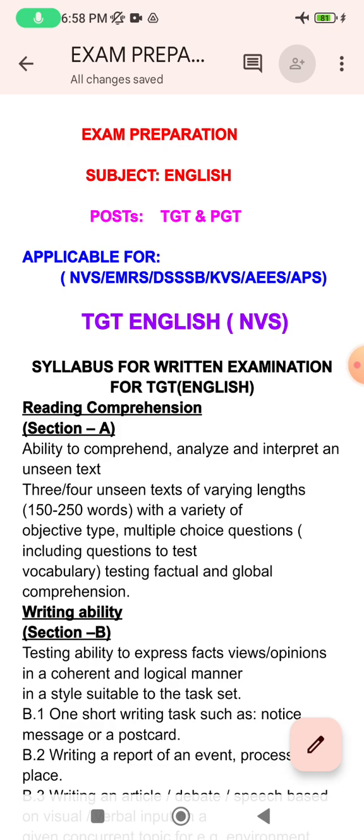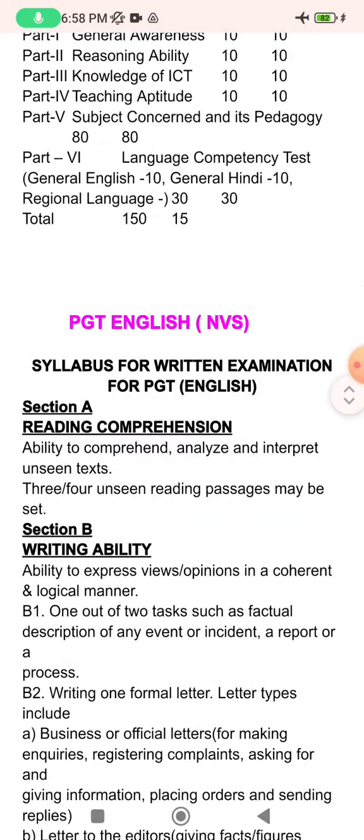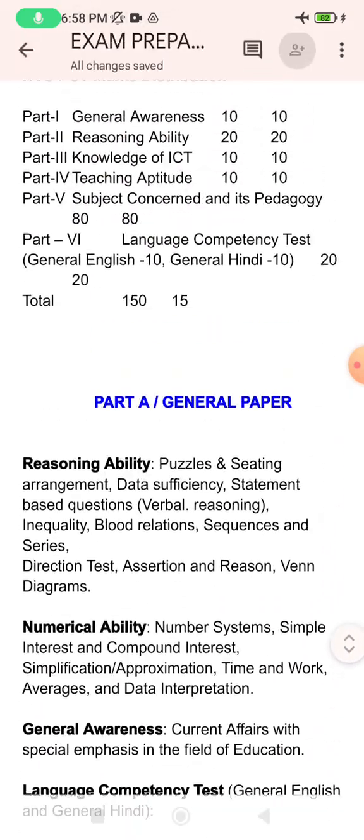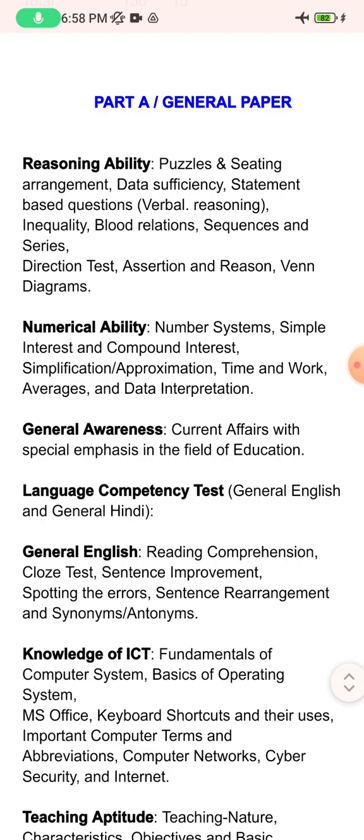So in this short video we will know two things. First of all, the syllabus for common Paper 1 or Part A, and side by side Paper 2, especially English for TGT and PGT. So before knowing the Paper 2 TGT English and PGT English syllabus, let's see Paper 1. First of all, Paper 1 or Part A, the general paper.